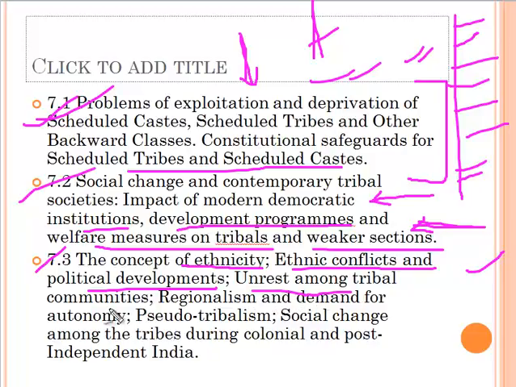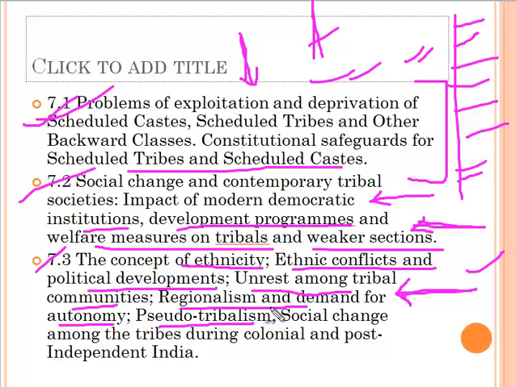Then unrest among tribal communities, regionalism and demand for autonomy. So what are the different areas in which autonomy is being demanded right now? The Naxal movement is there. Then secessionist movements are happening in the northeastern parts of India. Then pseudo-tribalism is there. Pseudo-tribalism means the people who want to show that they are tribal because of a lot of benefits available to tribal people, like different subsidies, and reservation in government jobs and educational institutions given to tribal people.